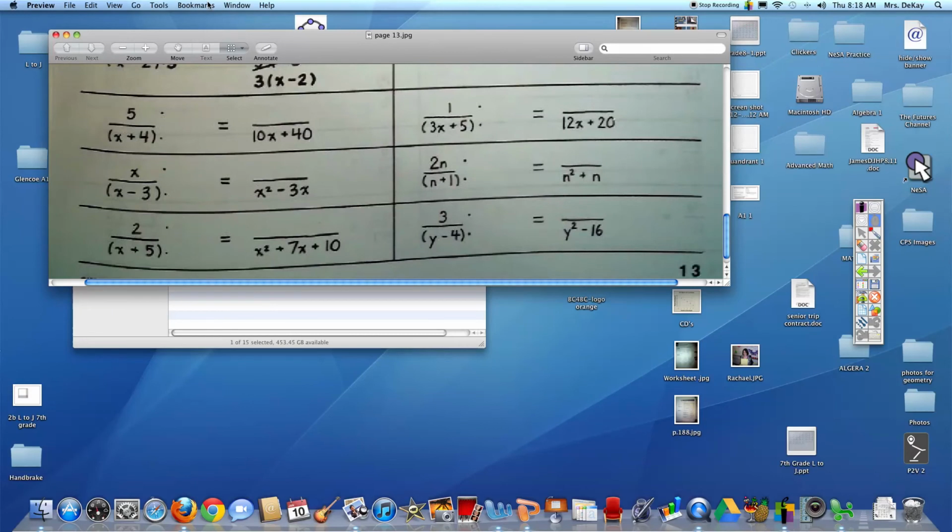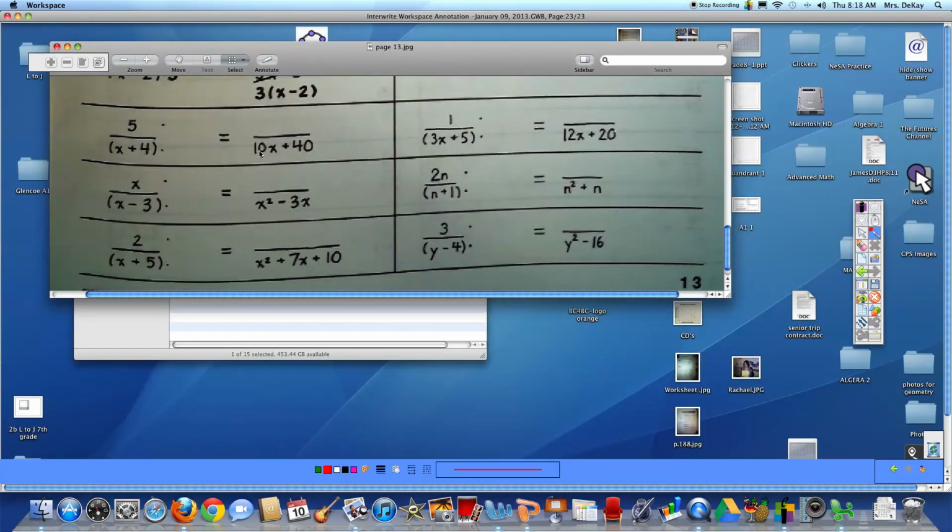Okay, I'll do one more with you. Let's factor this first. The common factor is 10. And then inside the parentheses you would have x plus 4. So now you can easily see what's missing. 10. So that would be 50.